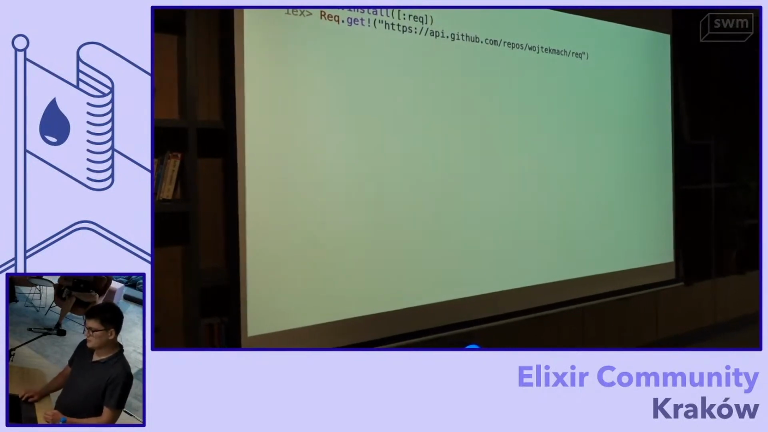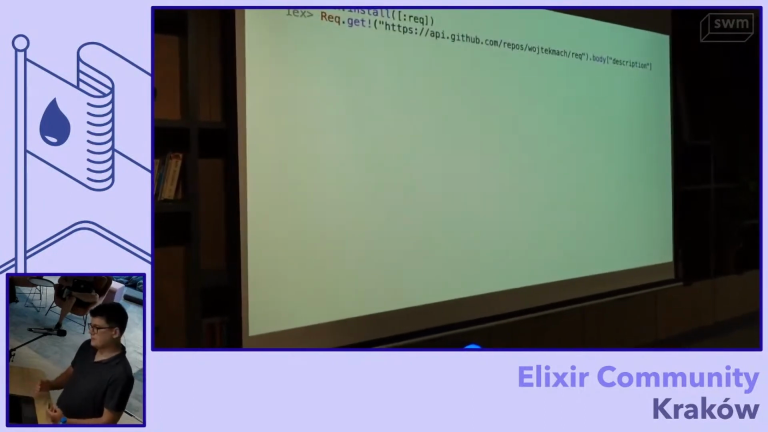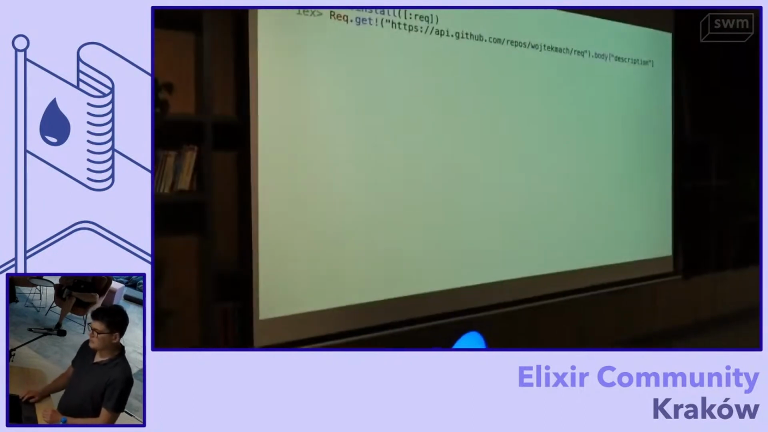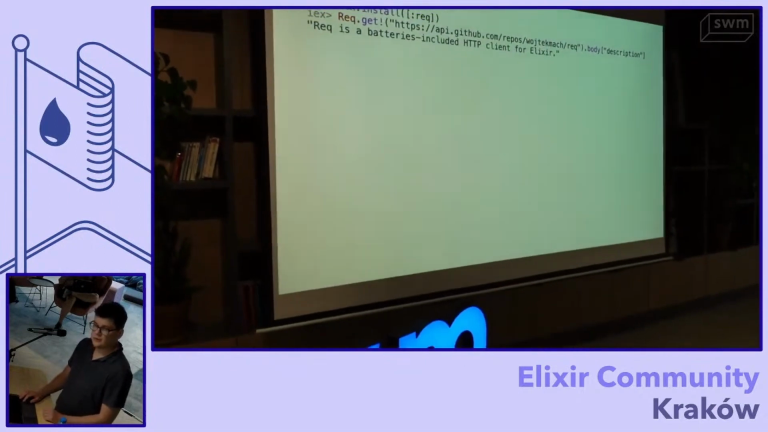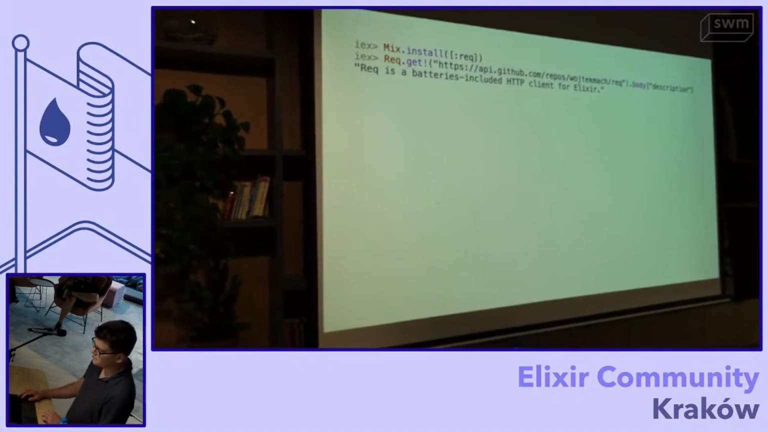So again, with this call, what I often like to do is to access the body field directly. And then if I work with JSON, it's going to be automatically decoded. So I would reach for the key. So yeah, this is the description of the project.